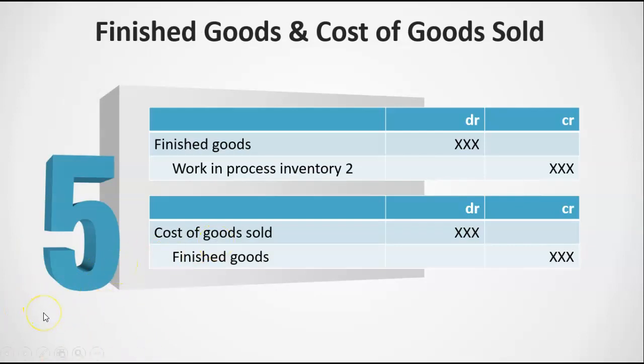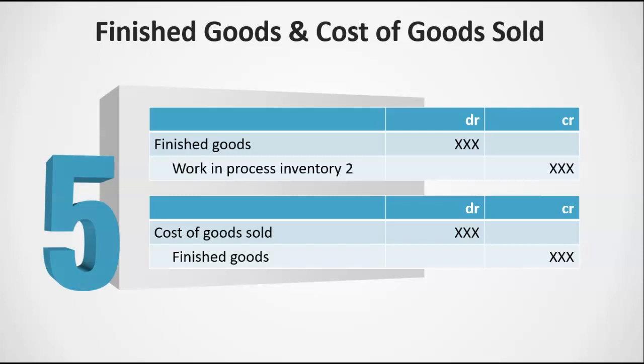Next is the finished goods and cost of goods sold. Once the goods are completed, they will be sent into the store and identified as finished goods. Here, the recording will be debit finished goods inventory account and credit work in process inventory account. At the end of the financial year, the balance in the finished goods inventory account is reflected in the balance sheet under assets.